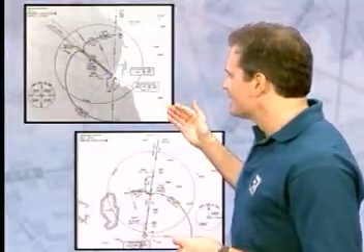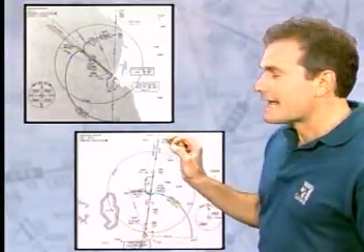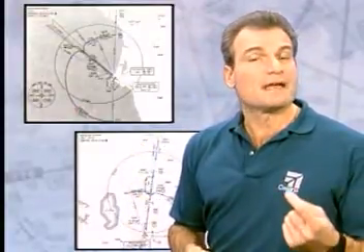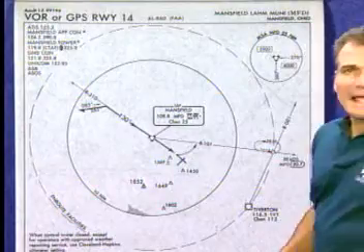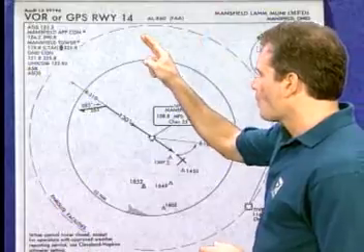Just like a snowflake, each approach procedure is slightly different. That's because each one is custom designed to fit a specific runway and nav aid placement, as well as to protect you from terrain and obstructions. But there are many similarities in the procedures that make them easy to work with. And speaking of things that are easy to work with, let's take a look at the VOR or GPS runway 14 approach for Mansfield Lahm Municipal in Mansfield, Ohio.